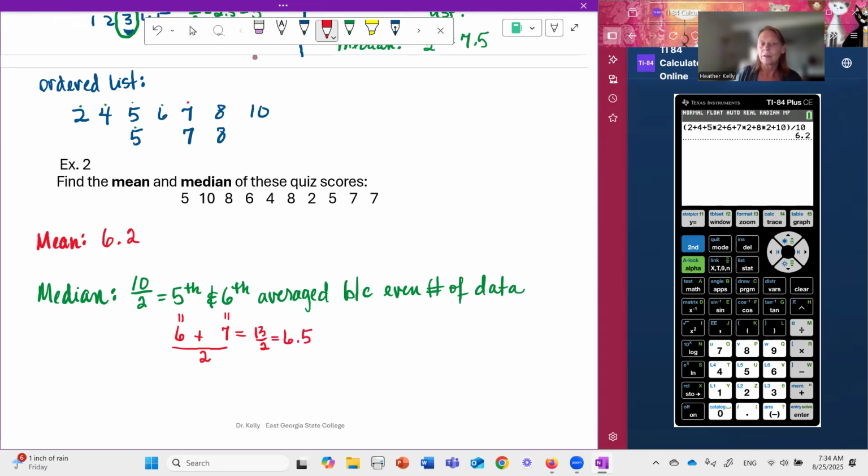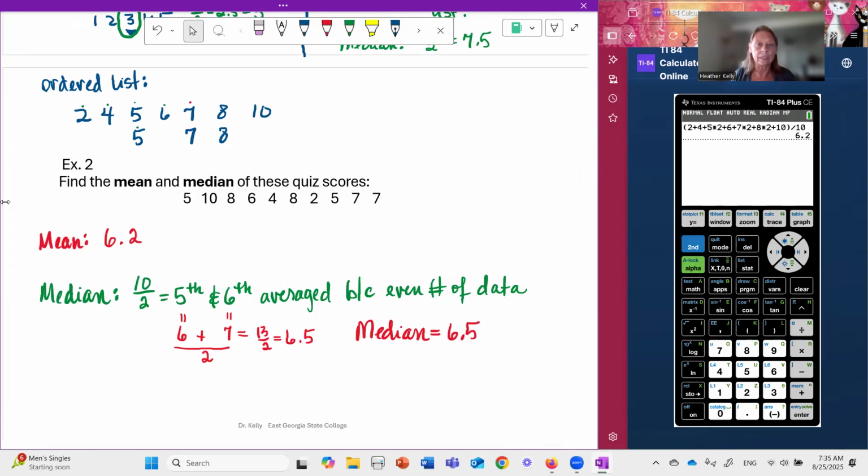6.5. Now you didn't have to show me all that work. If you knew what the number in between 6 and 7 is, 6.5, that would be okay. But what do I expect to see? I expect to see this kind of stuff telling me which position and then what the answer is. And so we would now say median equals 6.5. Okay. All right, let's keep on going here.